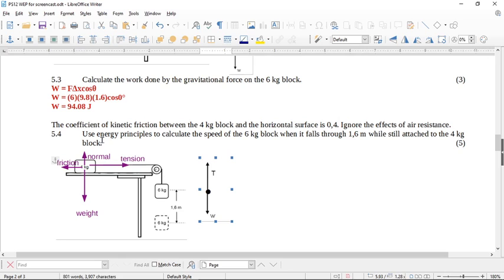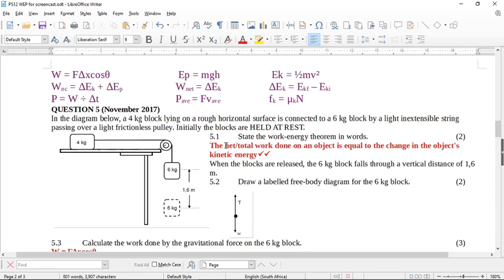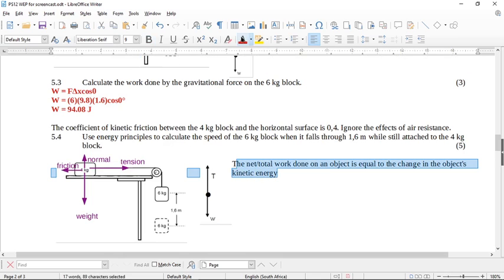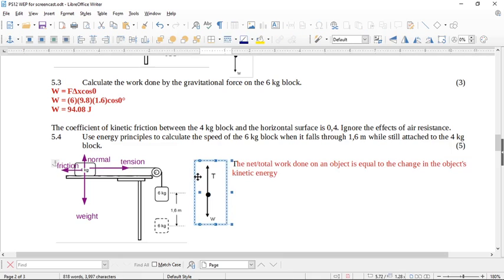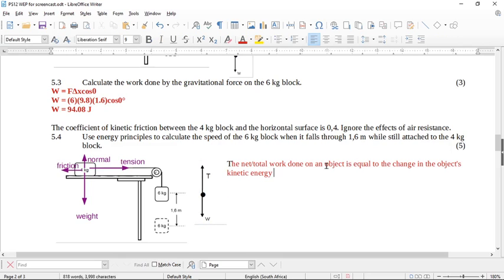Okay, so now using energy principles to calculate the speed of the block. If you have a look here at the work energy theorem, the net or total work done on an object is equal to the change in the object's kinetic energy. And that's actually what we're trying to find here, the speed of the block, and we can use kinetic energy because kinetic energy is a half mv squared.